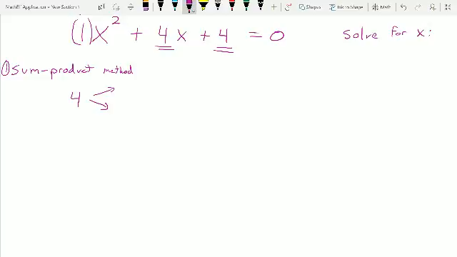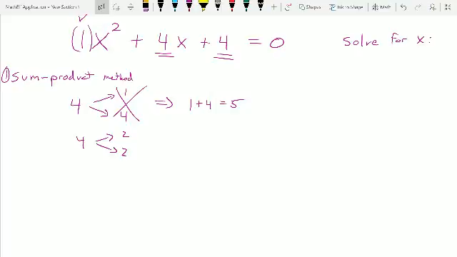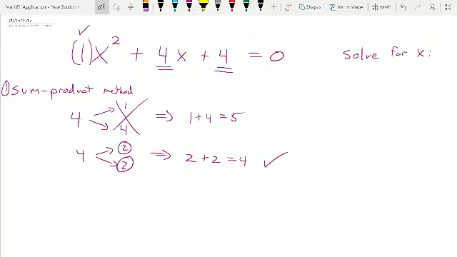So in this particular case, you can say, well, 1 and 4 multiply together to give us 4, but they don't add together properly. They actually add to give us 5, so that doesn't work. So we try another one. We try 2 other factors, and we can think of, well, 2 and 2 multiply to give us 4. And if we add them together, they indeed give us 4. So these are the 2 numbers that will allow us to factor this quadratic equation properly.